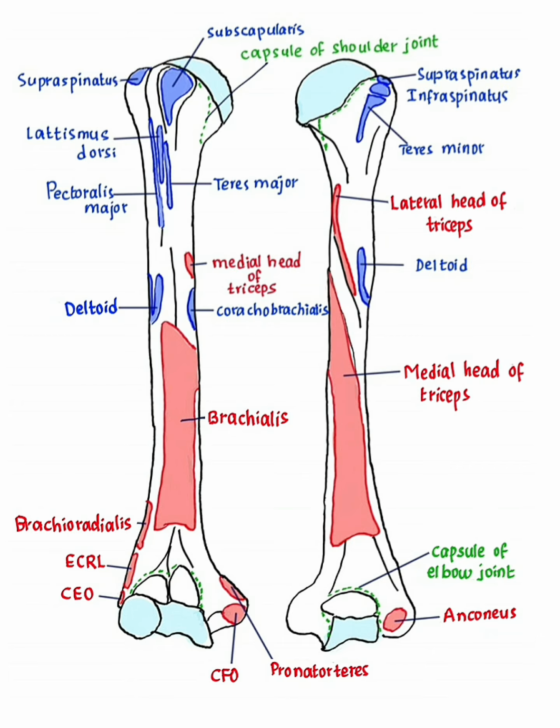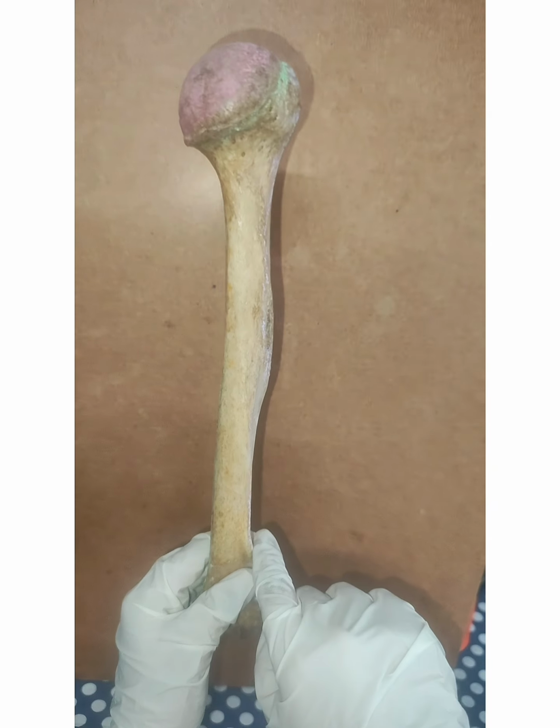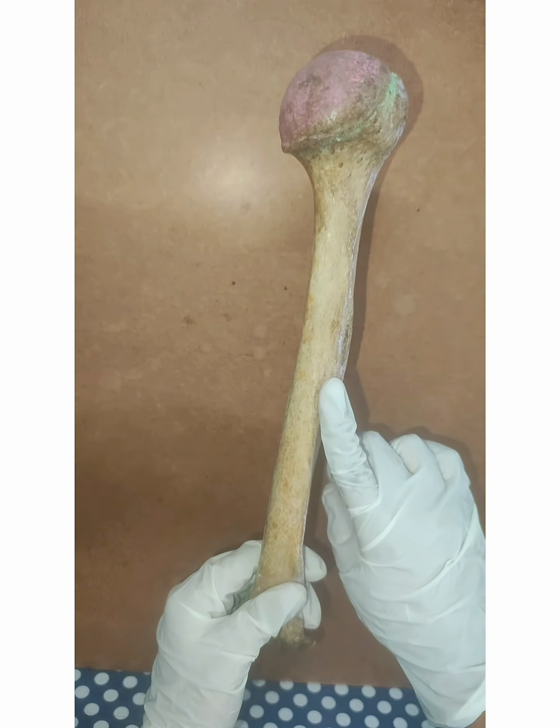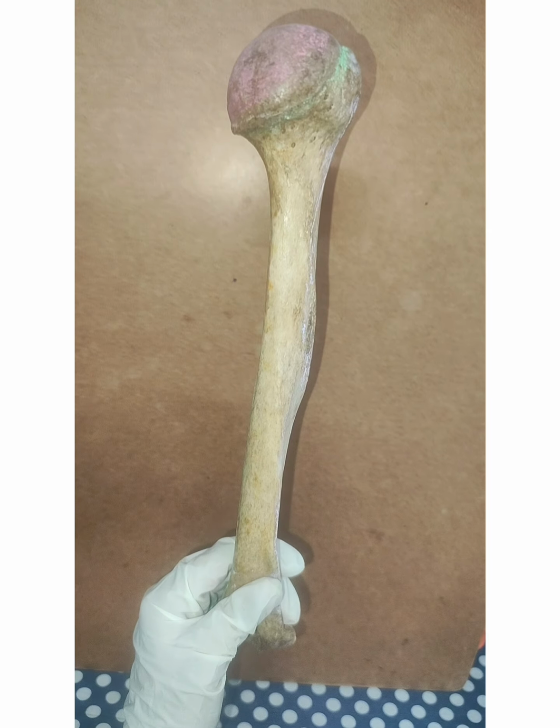Through the radial groove, the radial nerve and profunda brachii artery pass. From the posterior surface below the radial groove, the medial head of triceps arises. The posterior surface lies between the medial border and lateral border. It has the spiral groove, through which the radial nerve and profunda brachii artery pass.